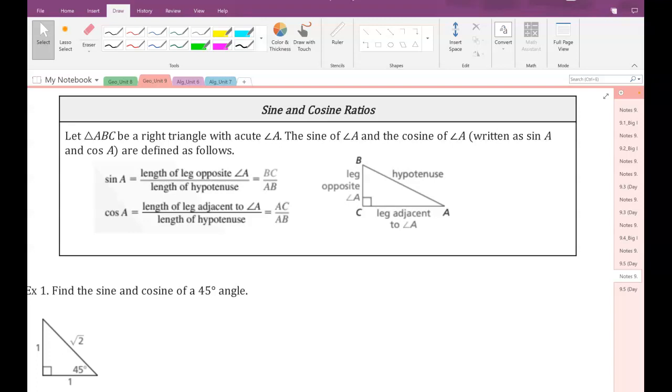It's not "sin" and cosine, it's sine and cosine. All right, don't say "sin" and cosine, sine and cosine. And they're defined as follows.